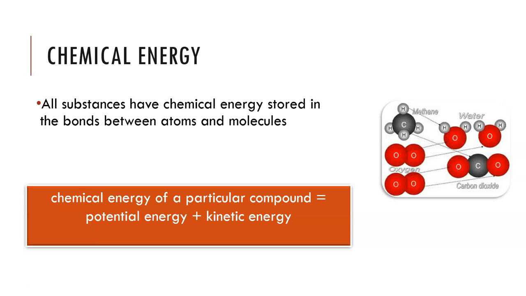So when we started talking about chemical energy and energy transformations, we're talking about a substance's chemical energy that is stored in the bonds and the activity of the atoms within those molecules. This is essentially the chemical potential energy, or the chemical energy of a substance, is equal to the potential energy within the bonds and the kinetic energy within the molecules itself.